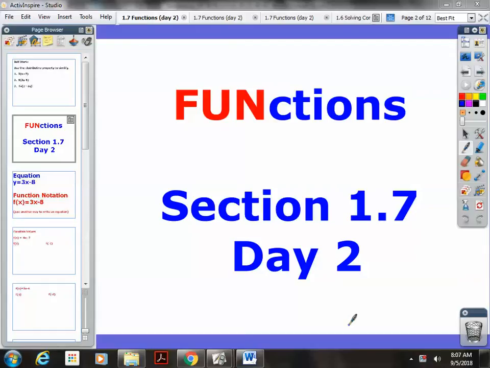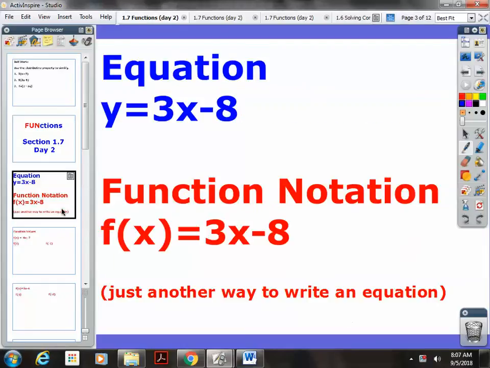So first of all, what is a function? I want to compare a function to that of an equation. An equation, we say, has an equal sign, but you'll see it something like this: y equals 3x minus 8. We call that simply an equation. This down in red is what we would call a function. It's written in function notation.